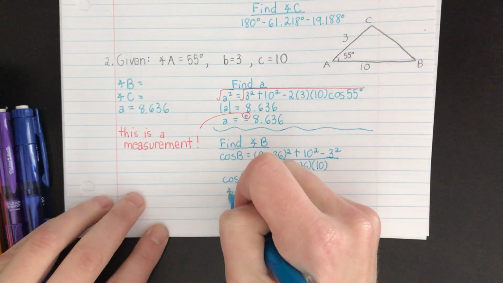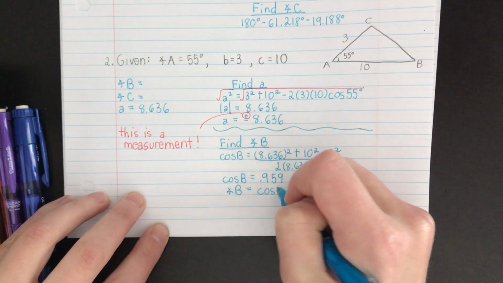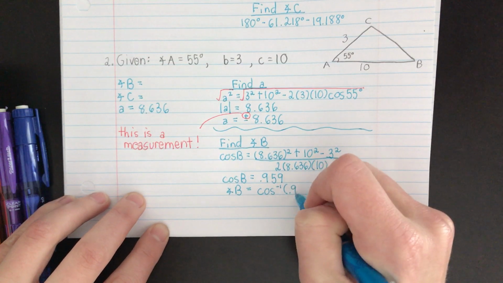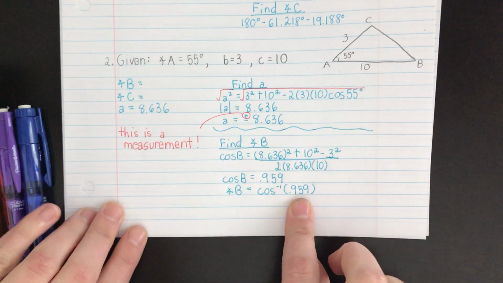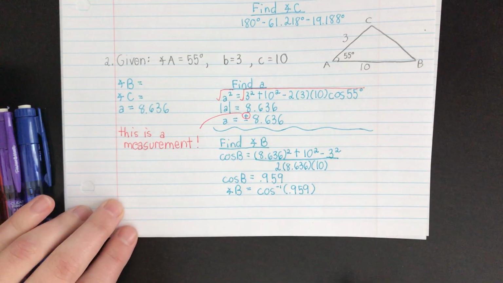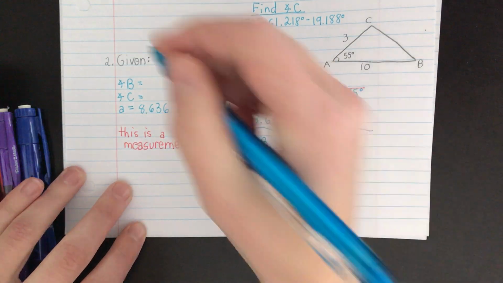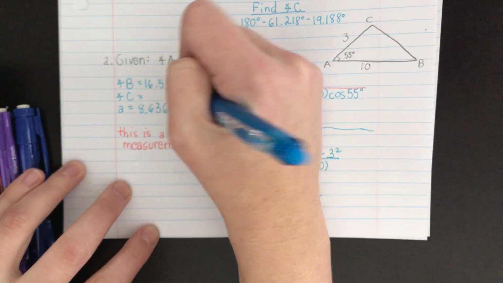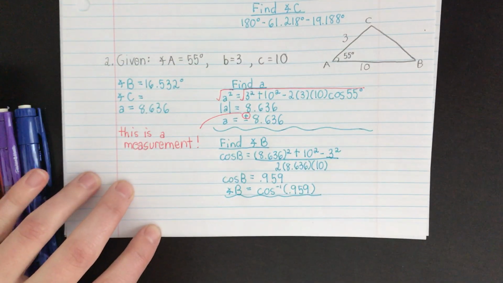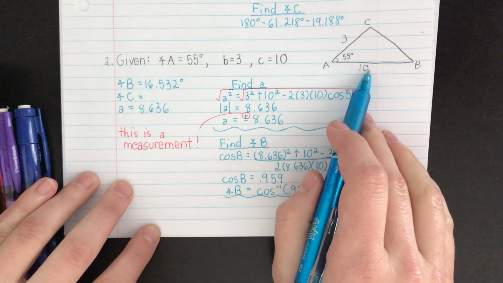And then to find angle B, you say cosine inverse, and remember again, I'm saying it again, use the copy paste, don't just plug this in, use the copy paste. Okay, 0.959. And so then you get that the angle B is equal to 16.532 degrees. And that makes sense. It should be pretty small since that side length is small.